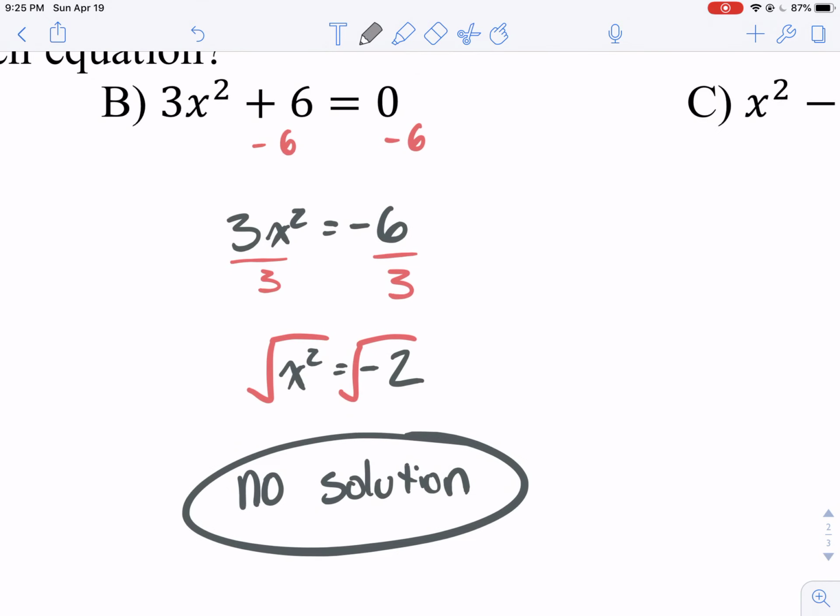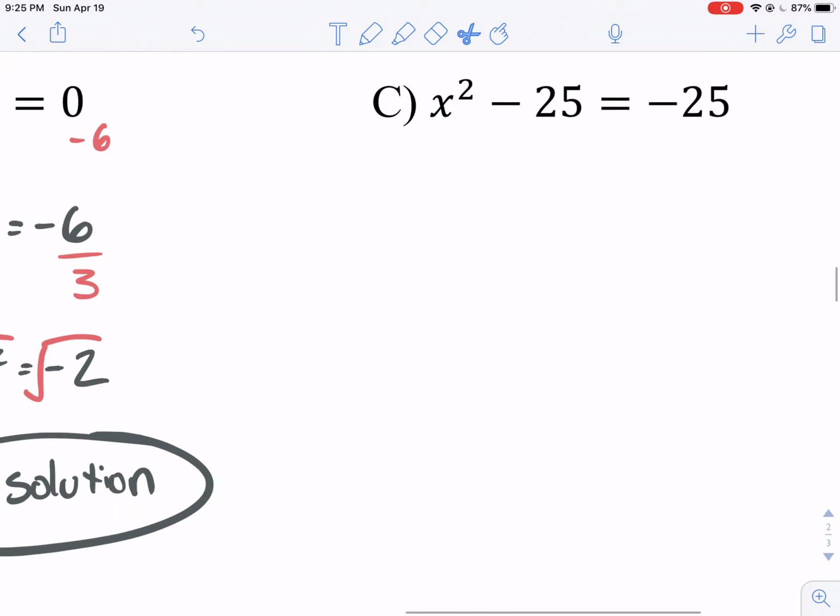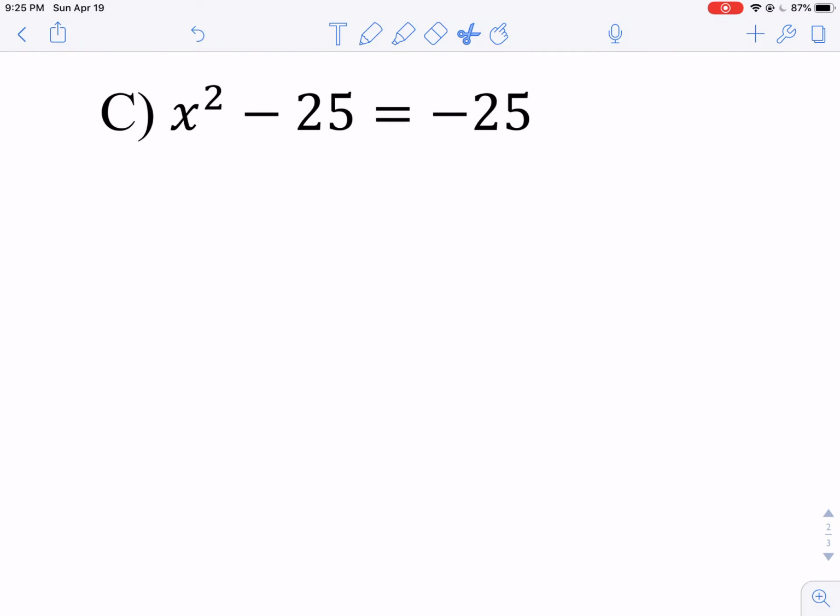Now, we can't check our work here because we don't have a solution. There is no number out there that will make this true. No matter what we plug in for x, we'll never get something equal to 0. Let's try our last one. Let's solve this guy. Remember, we're trying to get x all by itself. So, to undo this, we'll add 25 to each side.